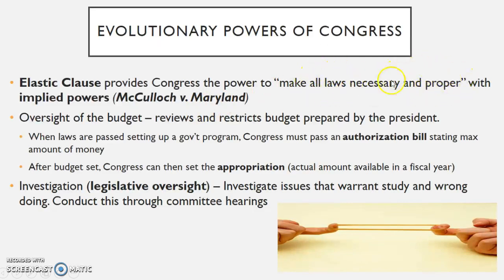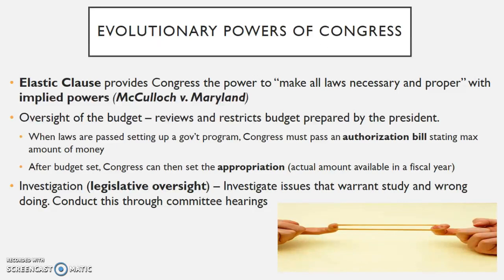Notice how vague this is. Would it be necessary and proper to give every American $10,000 a year? Well, if they wanted to try to justify it, they could try under this implied power. Now, also important powers of the Congress include oversight of the budget. So certainly the president will propose it, and at the end of the day, Congress will pick it apart, review it, restrict it, do whatever they need to do.